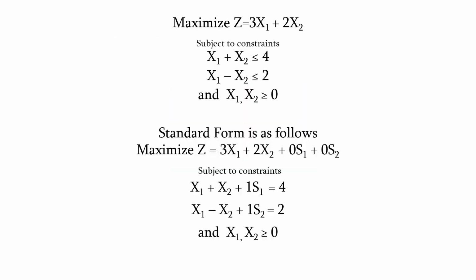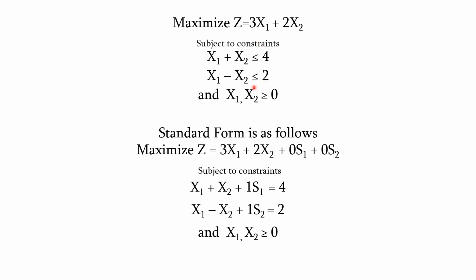Let us see how to solve this simplex method problem. First of all, this is a maximization problem. Z is equal to 3x1 plus 2x2. This is the objective function, and it will have certain constraints. That is x1 plus x2 less than or equal to 4. This is the first constraint, and x1 minus x2 less than or equal to 2. This is the second constraint.